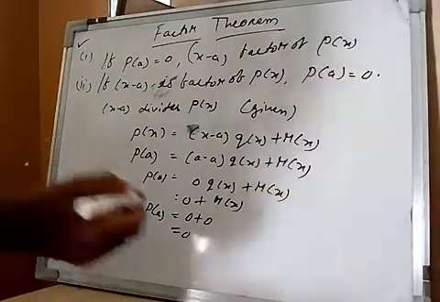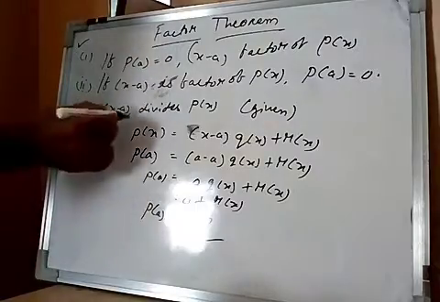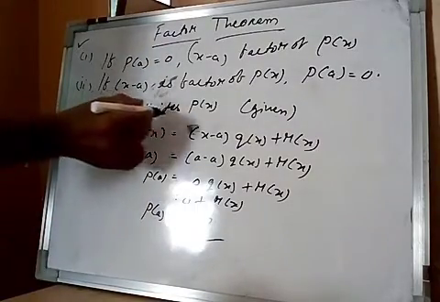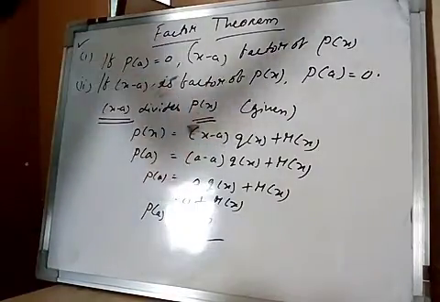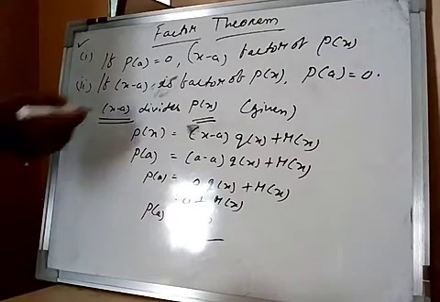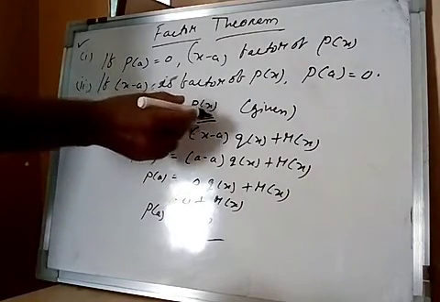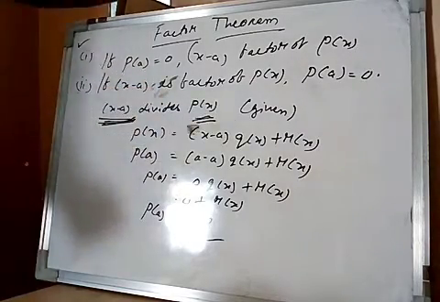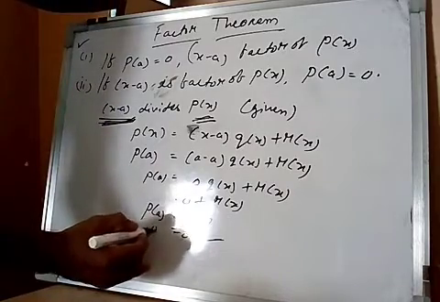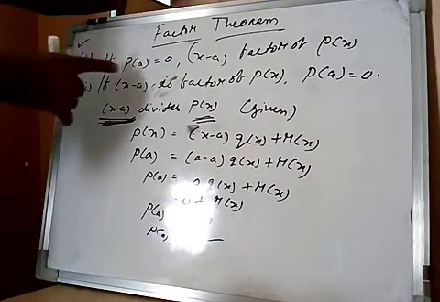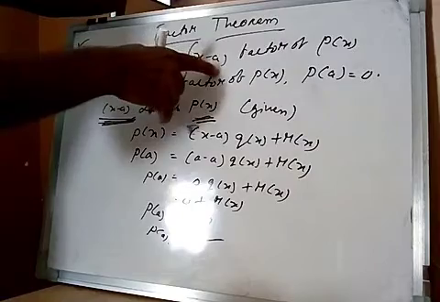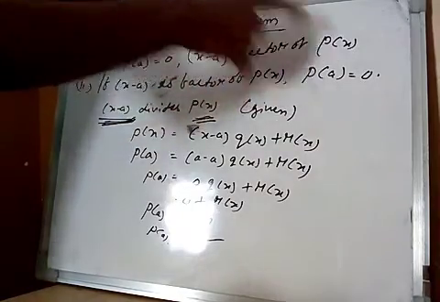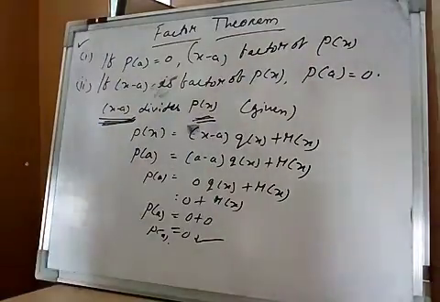So here our remainder is 0, and if x minus a divides p(x) completely, then the remainder will also be 0. So here, if x minus 1 divides p(x), or is a factor of p(x), then the remainder will be p of a only. And if p of a is 0, then x minus a will be a factor of p(x). This is the remainder theorem.